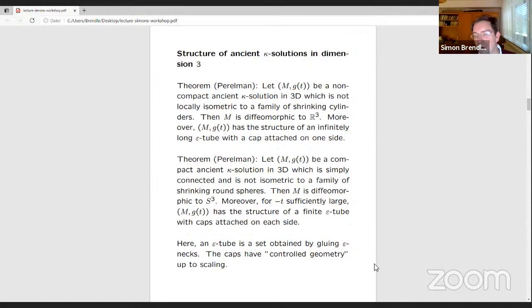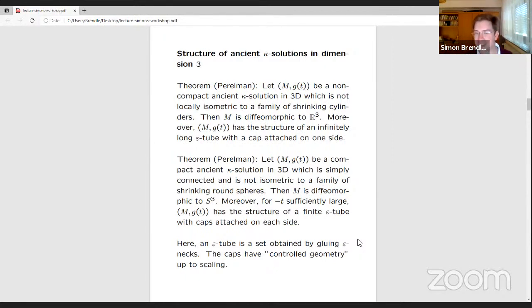And of course, the prototypes that you should think of are the Bryant soliton and the Hamilton solution. And they have exactly this structure, that you have a tube with a cap attached in the non-compact case and a tube with two caps attached in the compact case. Okay, so this is sort of the qualitative picture.